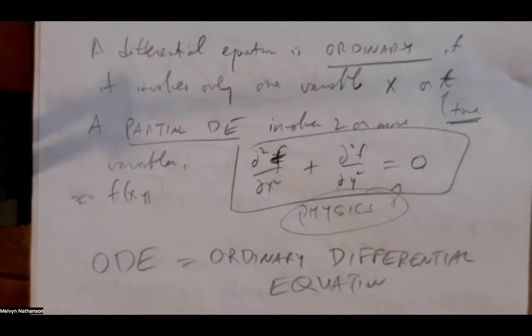So this is just the introductory nomenclature. And there's several examples in chapter 1.